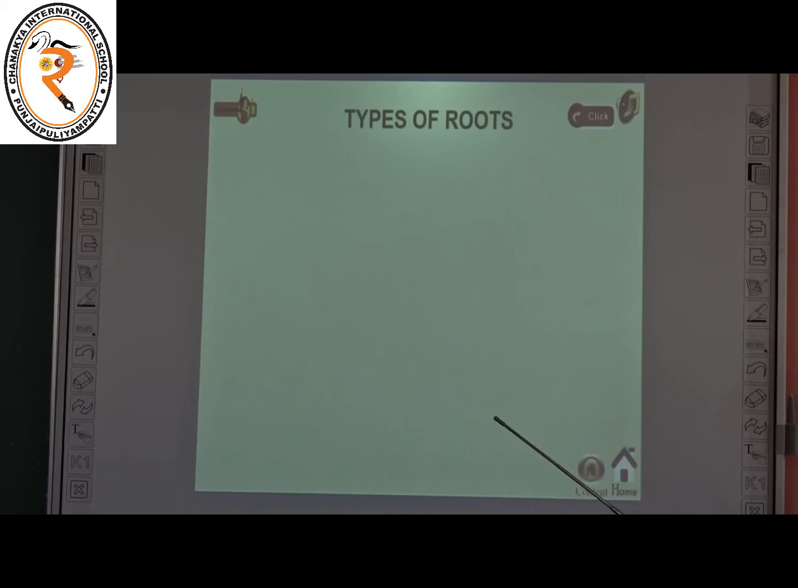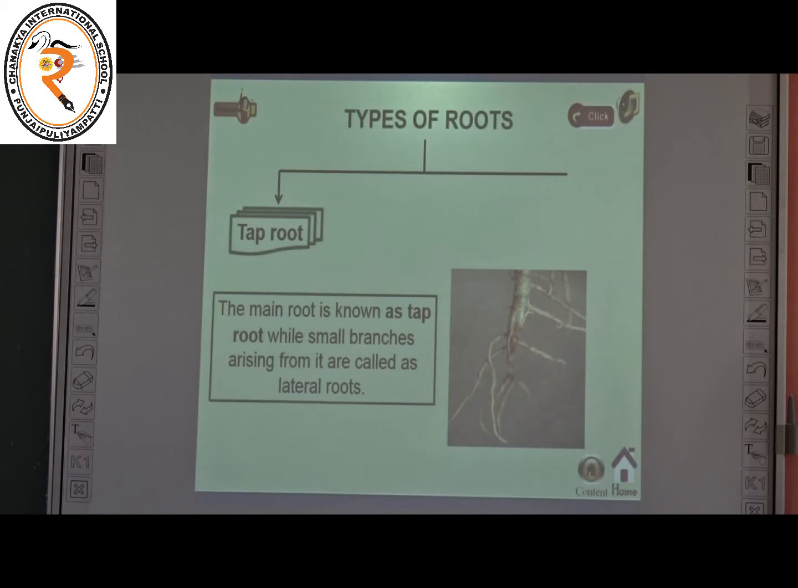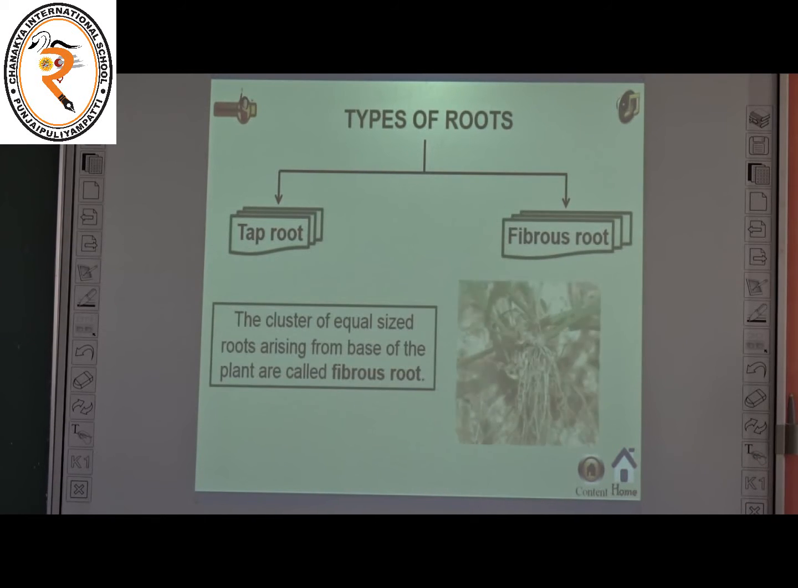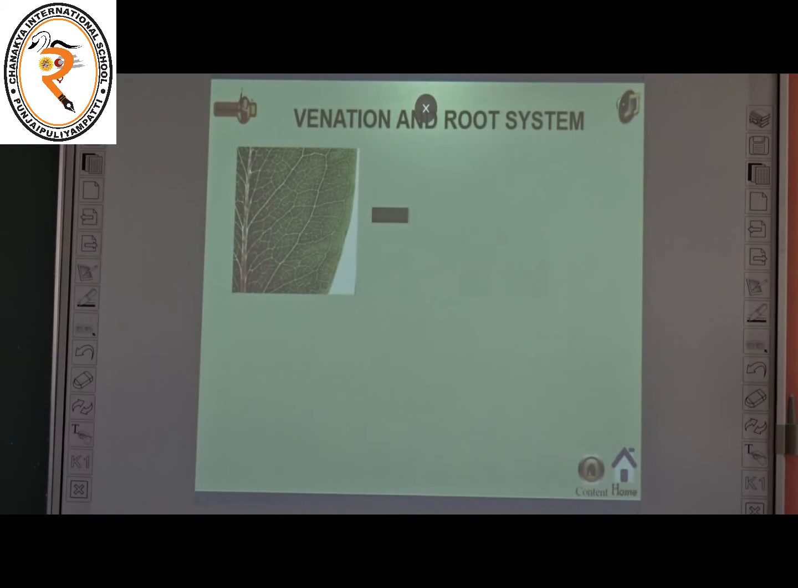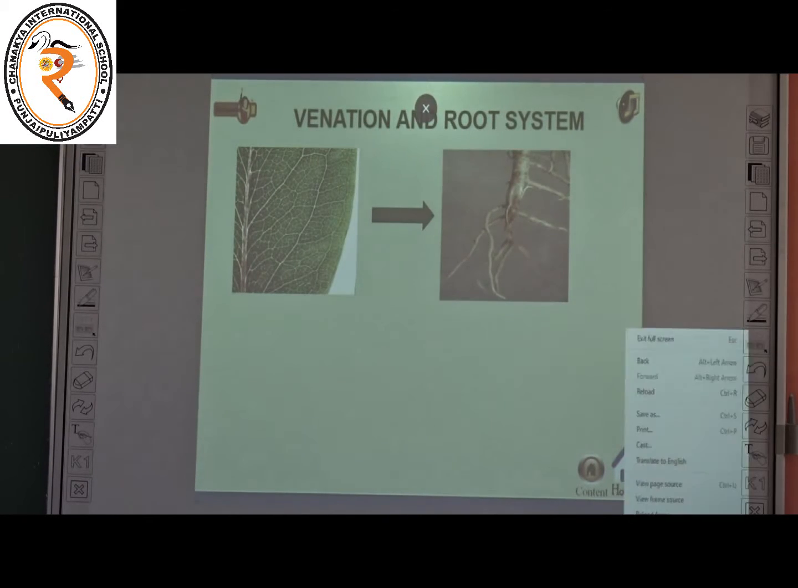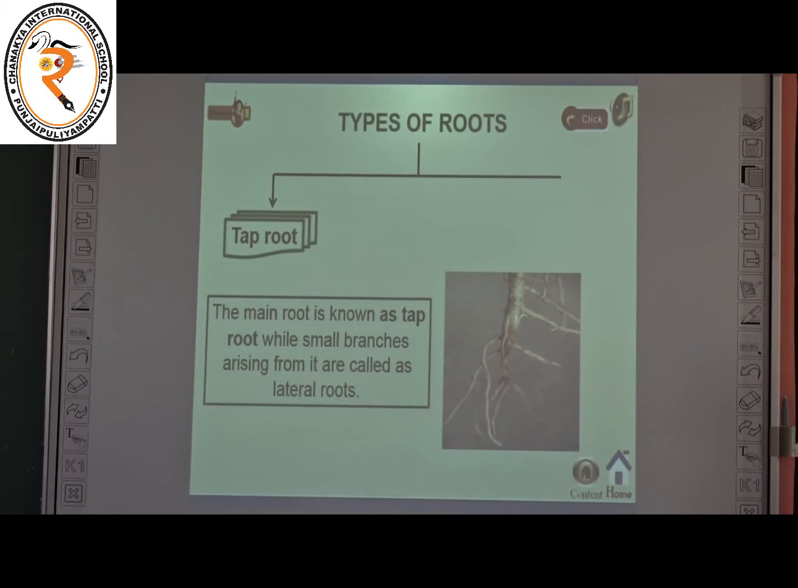Lamina is the prominent part of the plant where photosynthesis occurs. Okay. And the next one, types of root. What are the other types of root? Roots can be categorized into 2 types. One is tap root and the other one is fibrous root. The next topic is types of roots. Roots can be categorized into 2 types. One is tap root and the other one is fibrous root.